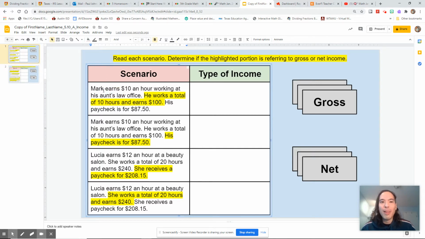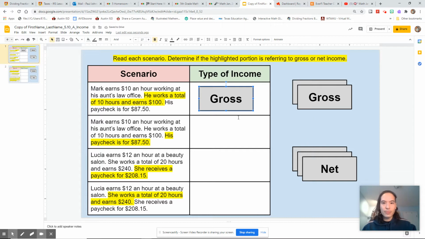Mark earns $10 an hour working at his aunt's law office. He works a total of 10 hours and earns $100. His paycheck is for $87.50. Hmm. So gross is most, net is less. So he earned $100. His paycheck was for $87.50. Earns $100 is highlighted. So we're trying to determine if the highlighted portion is referring to gross or net. Gross is most. So let's go ahead and move gross over here.